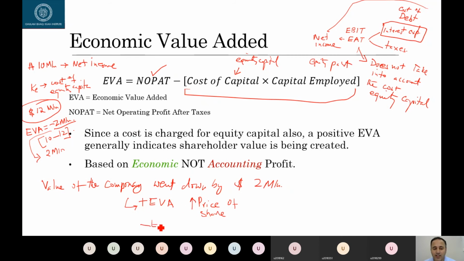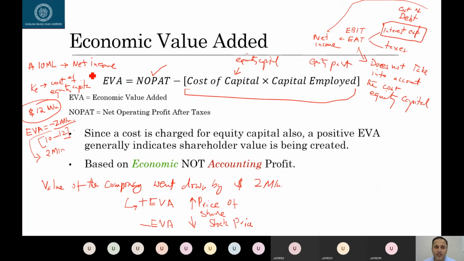Negative EVA, and I'm talking theoretically, should decrease the stock price. Because it means that the value of the company actually shrunk. It went down, although it made a profit. But if I take out the cost of equity capital, it's negative. So positive economic value added adds value to the company, and negative actually decreases the value of that company.